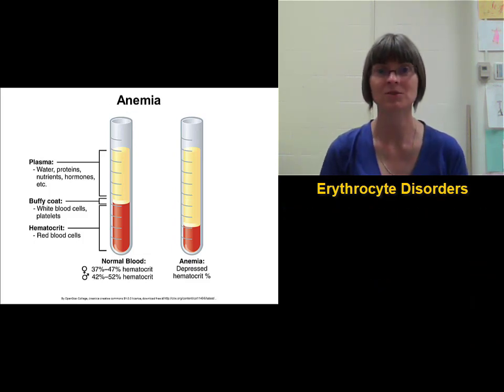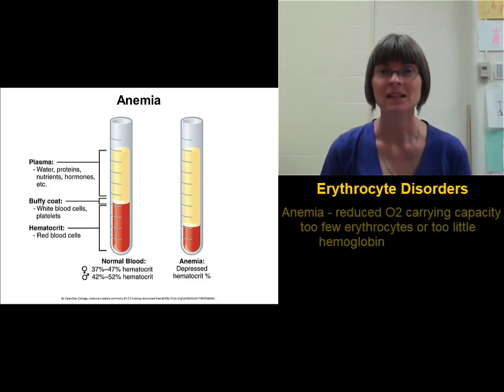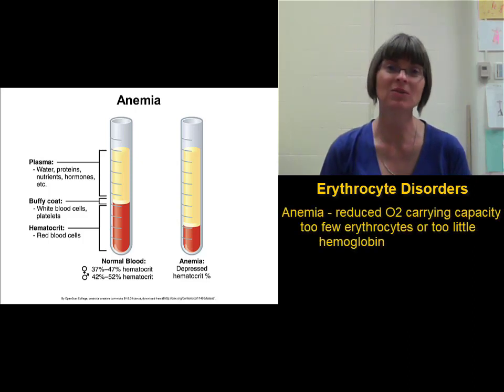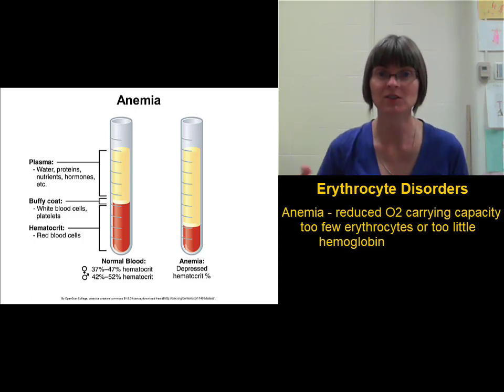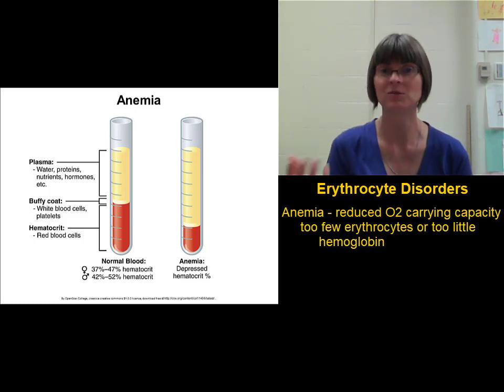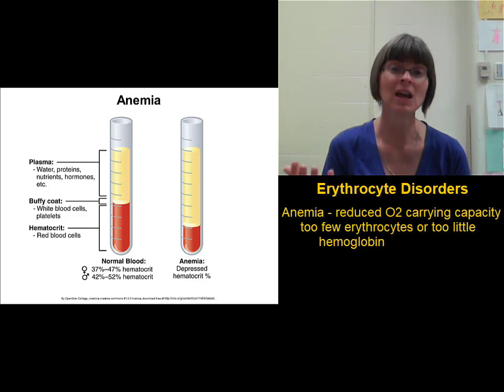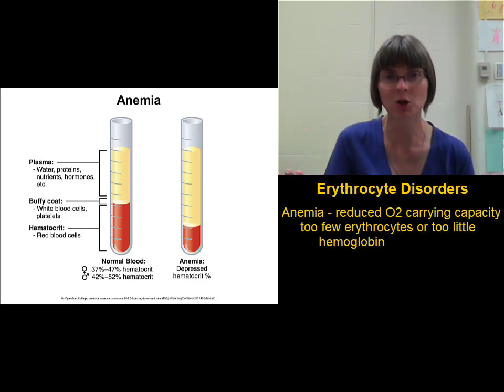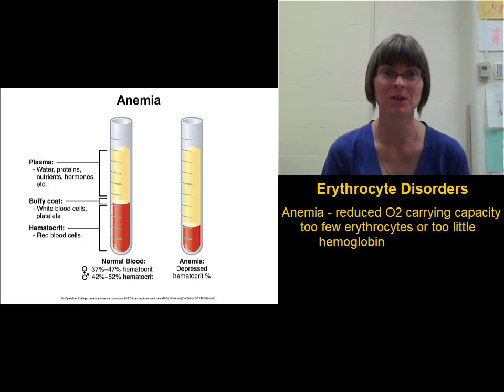Another common blood disorder is anemia. Anemia refers to a decreased oxygen carrying capacity of the blood. Usually we think of this as meaning a low level of red blood cells. However, you can have anemia with a normal number of red blood cells if those red blood cells can't carry oxygen effectively. So you could have a normal number of red blood cells, but if the red blood cells don't form properly, or if they don't have enough hemoglobin in them, then you can still have anemia.